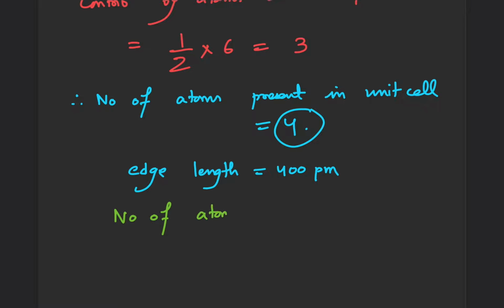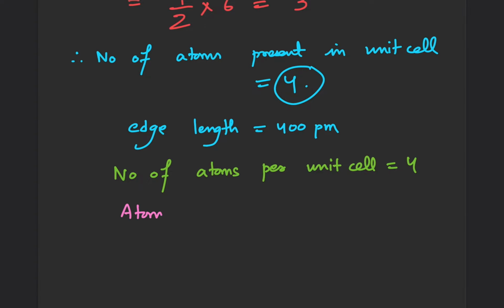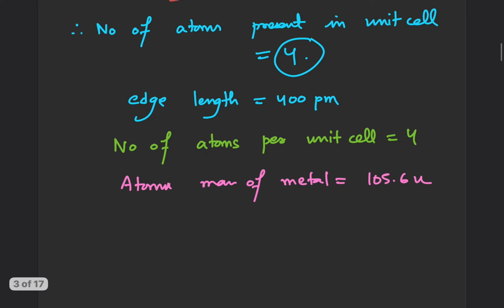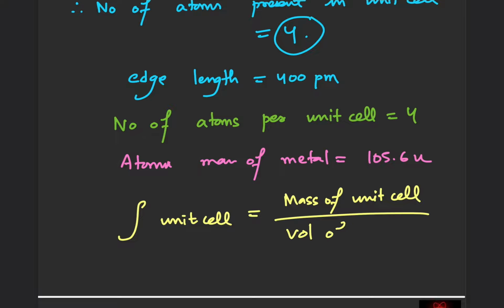Number of atoms per unit cell is equal to 4, right? The atomic mass of the metal is given to us. That is equal to 105.6 U or AMU, both are the same thing. So the density of the unit cell is obviously the mass of the unit cell divided by the volume of the unit cell, right?